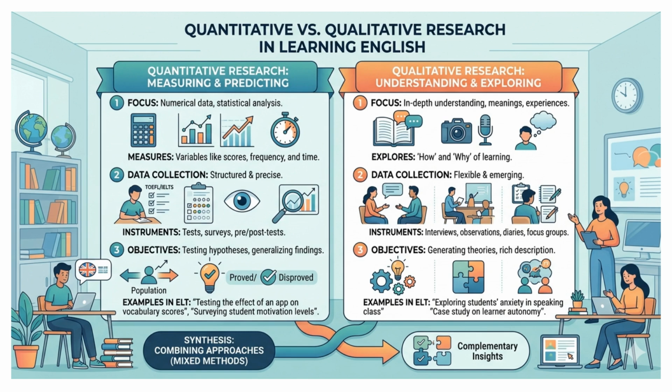Quantitative research focuses on measuring and predicting using numerical data and statistical analysis. Qualitative research focuses on understanding and exploring in-depth meanings and experiences. While quantitative data collection is structured, qualitative is more flexible. A synthesis of both approaches creates mixed methods, providing complementary insights.